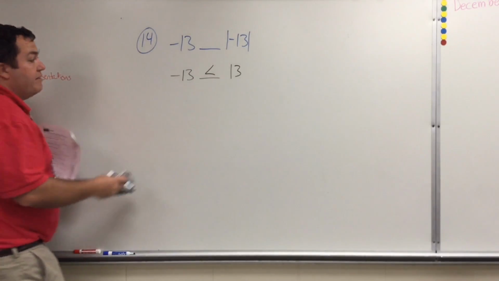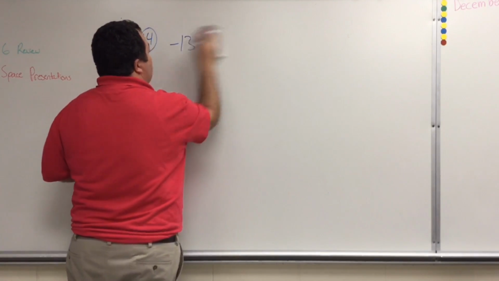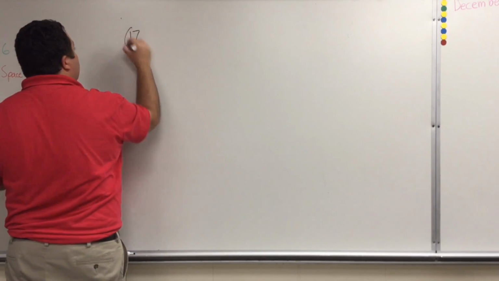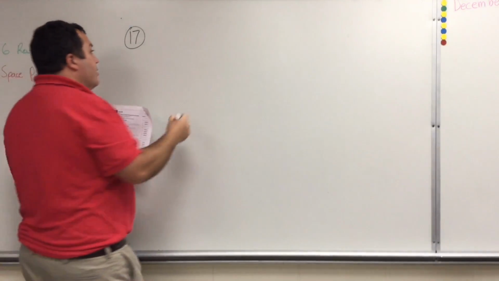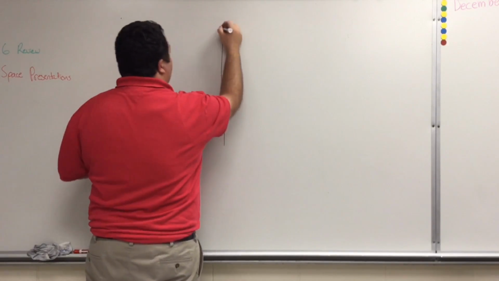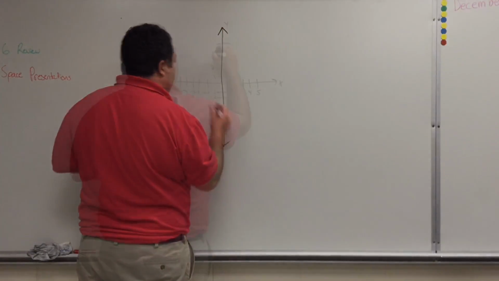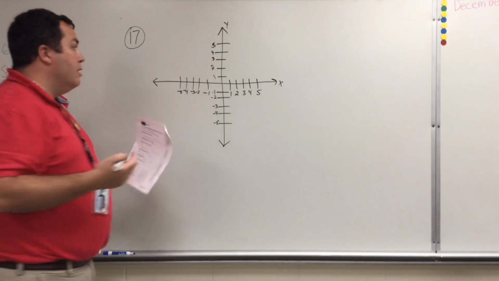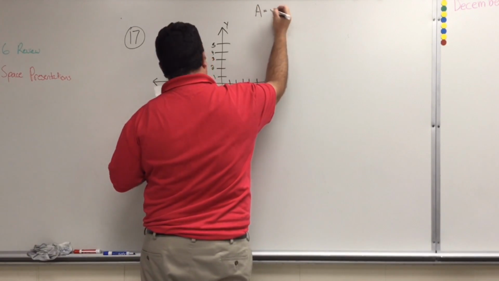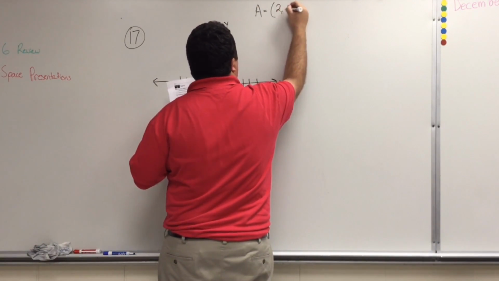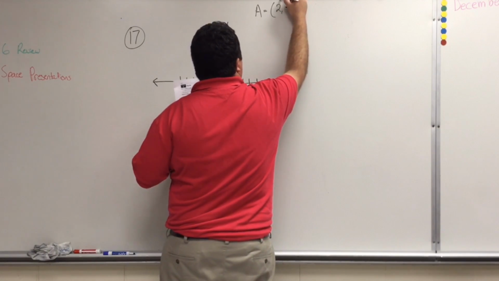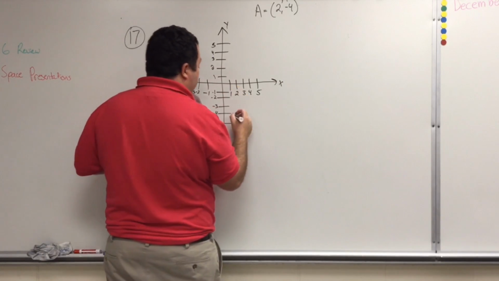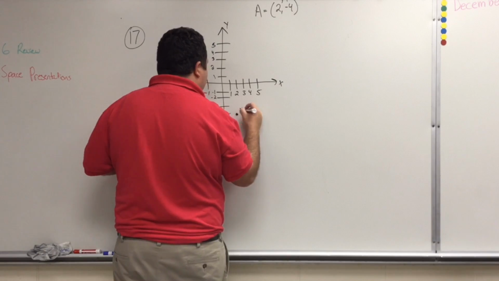Next one we'll talk about is number 17. Number 17 is going to ask us to plot some points on a graph. You guys are already given the graph, which makes this a lot easier. So the first point we're going to try to plot is A. And A tells us our coordinates for A is 2 and -4. So that's X, Y. So we're going to go to X-axis and look for 2. Then we're going to go down and look for -4. So right here would be A.